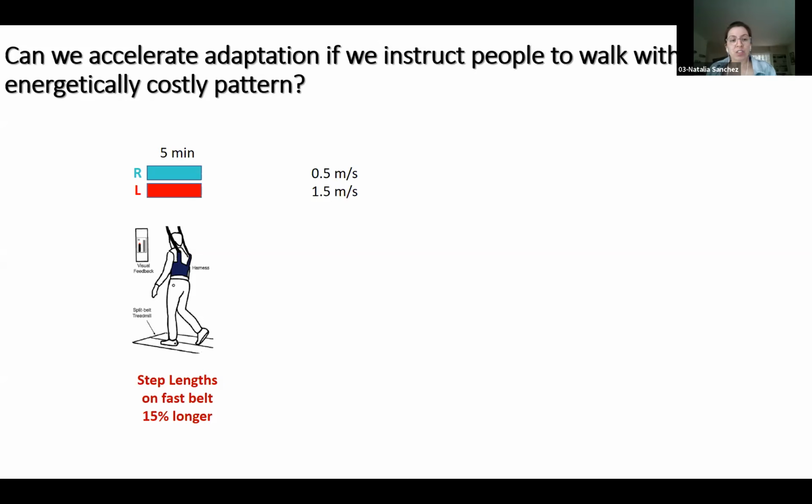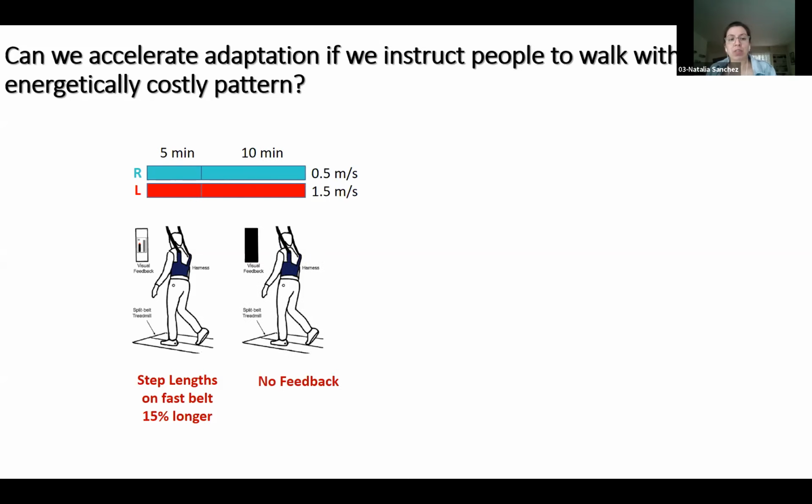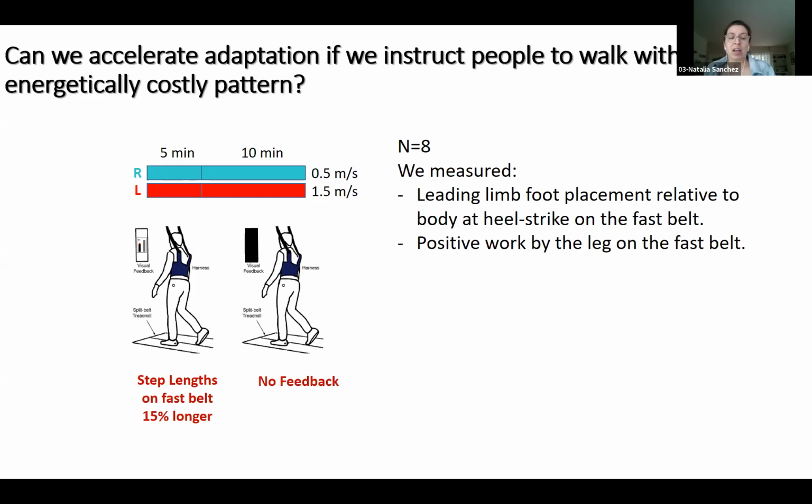So they used visual feedback to take steps that were about 15% longer on the fast leg. And then we just turned off the feedback without stopping the treadmill. So we collected 8 participants and we measured leading limb foot placement, which is what we're going to use here for our equivalent of these longer step lengths on the fast leg. And then we also measured positive work by the leg on the fast belt.